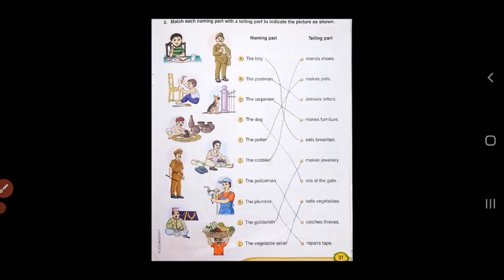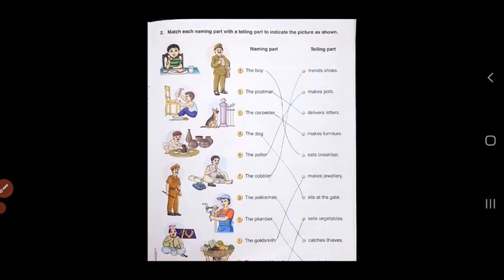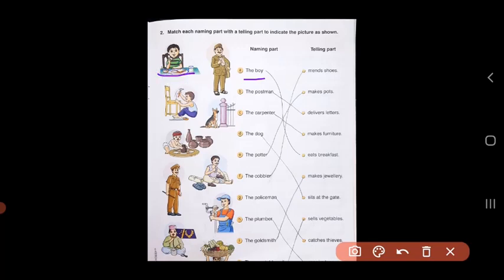Now here you have to match the naming part to the telling part and make proper sentences. You can look at the picture shown to you. The first one, the boy. What will it match to? Look at the picture. The boy will match to eats breakfast. So what will be the full sentence? The boy eats breakfast. Second one, the postman.